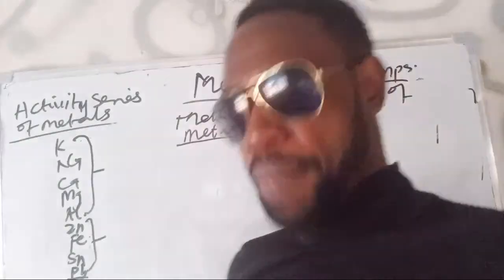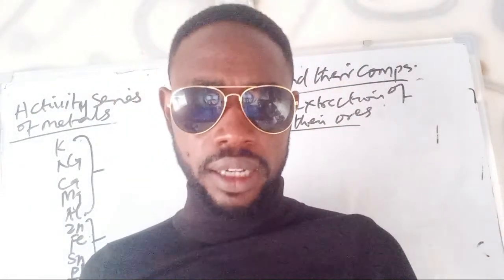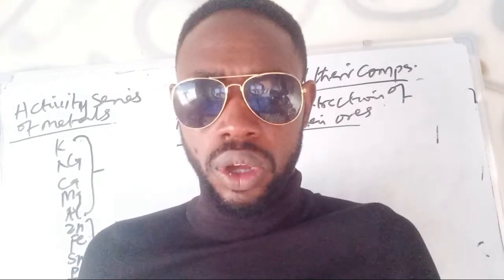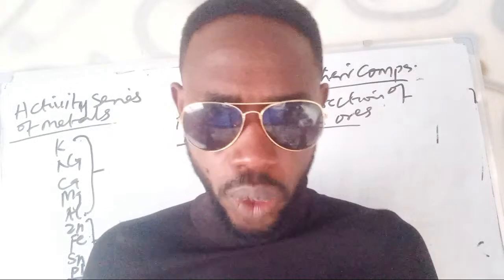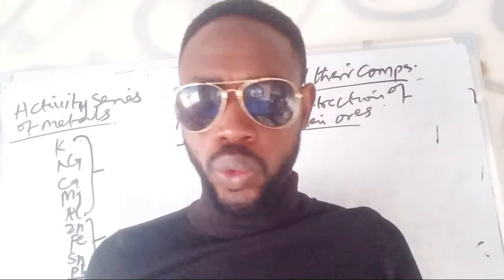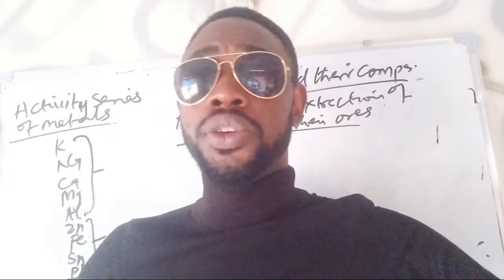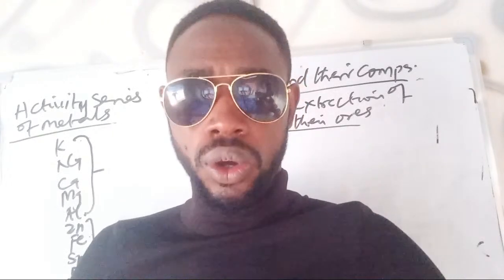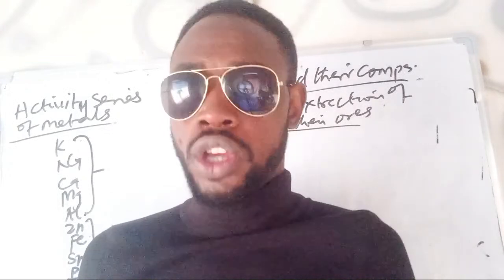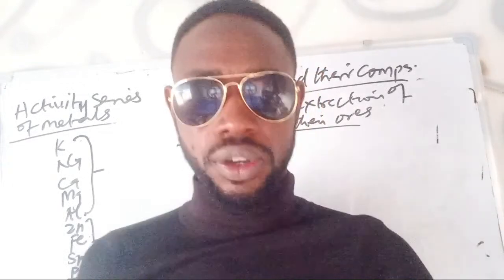Now, the methods of extraction of metal, or the method applied in the extraction of metal, mainly depends on the nature of the ore or the reactivity of the metal in question. But before the metal is extracted from the ore, we should divide the extraction, because immediately you get the ore, anything you do to the ore in order to get the metal is extraction. We call such process extraction. So in the extraction, we have first the ore dressing and the main extraction itself.